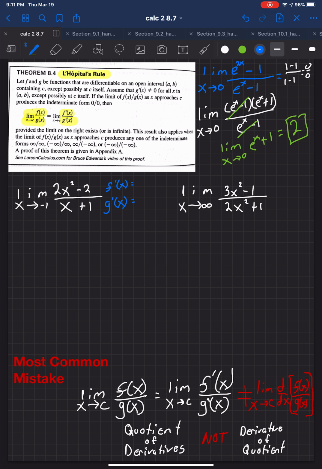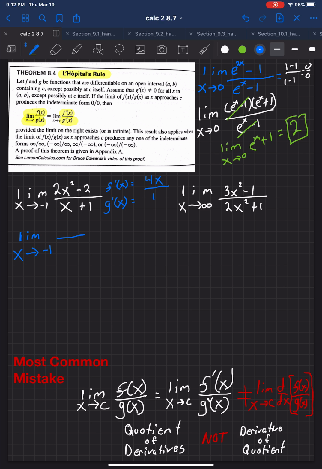So the derivative of 2x squared minus 2 is just 4x. And the derivative of x plus 1 is 1. Okay? So now, you're not done yet. Now we want to take the limit as x approaches negative 1 of f prime over g prime, right?